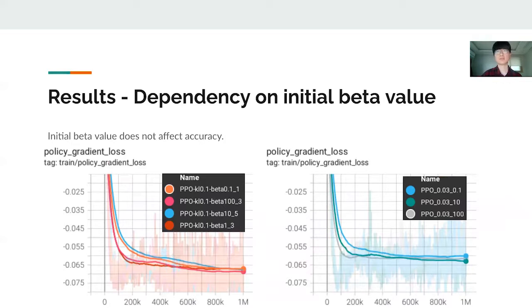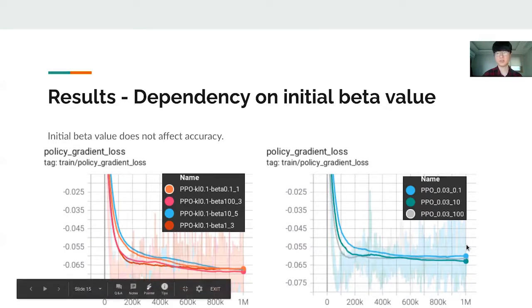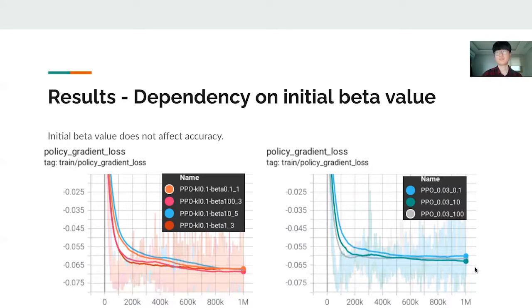We found that the previous observation also works for a different target KL value. We trained the model with a different target KL value, 0.03. The initial value of beta does not affect accuracy, as you can see, as in the previous experiment.